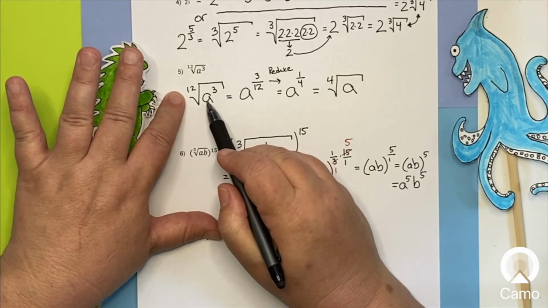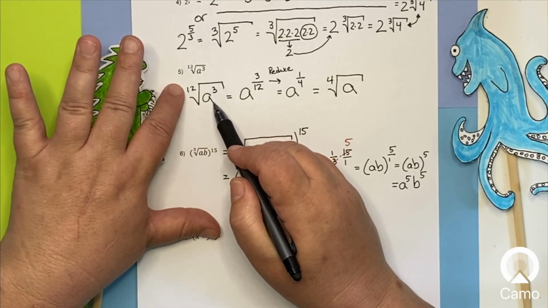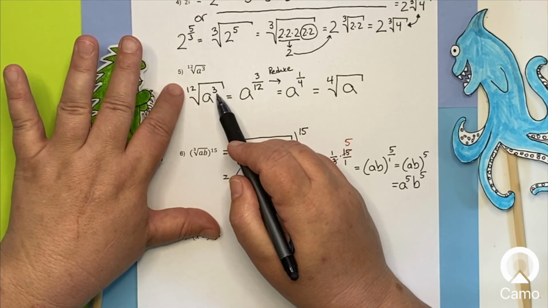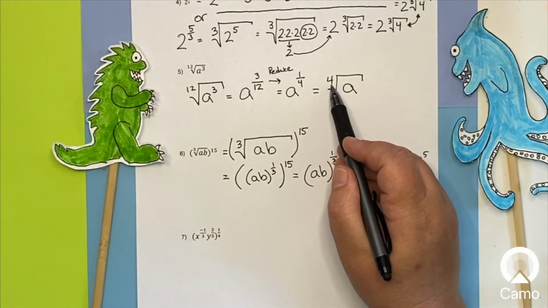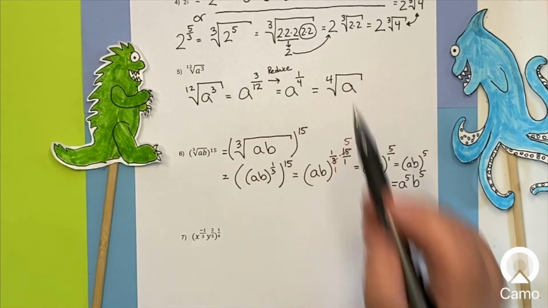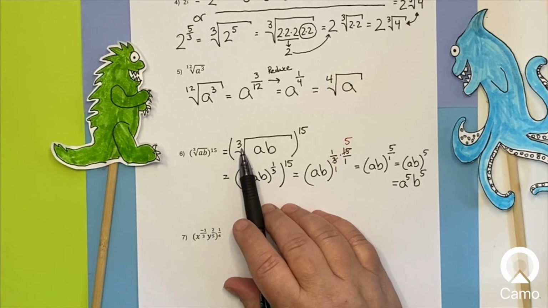But if you do have a single variable raised to a power, and then you've got an index here, you can just know that the 3 and the 12 will cancel, and it'll leave 4, right? 3 into 3 goes once, 3 into 12 goes 4. You can reduce straight through the radical like that. Let's look at how it would work here.